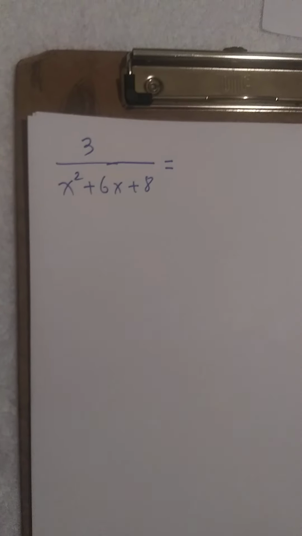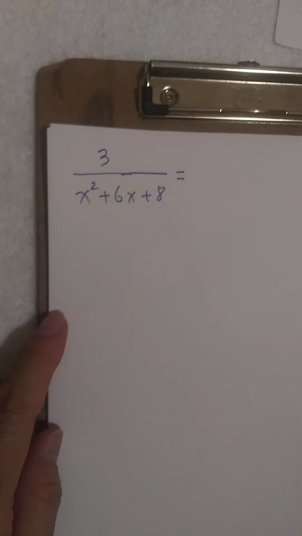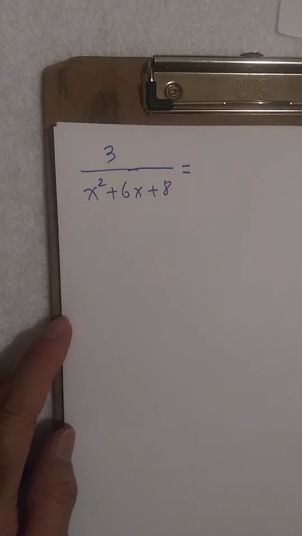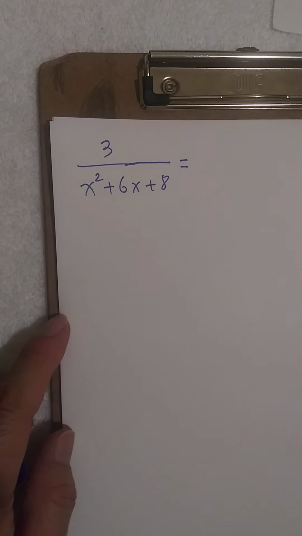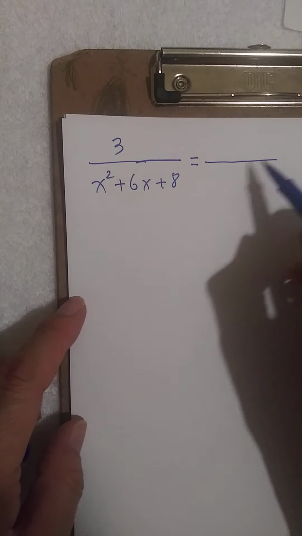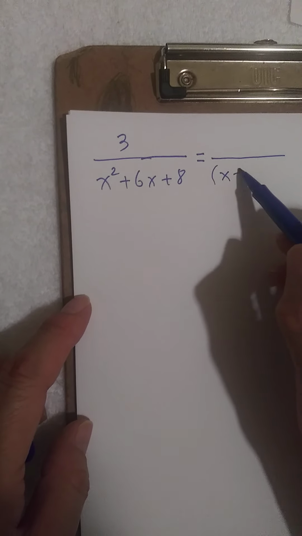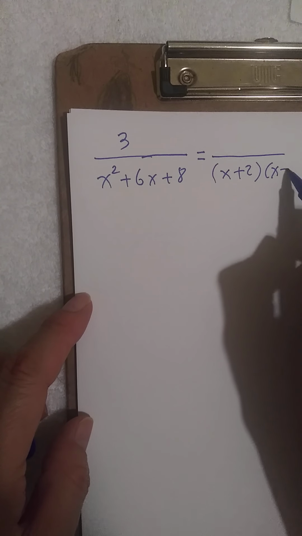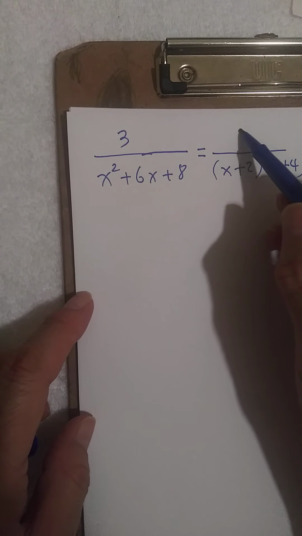Let's look at this example. 3 over x squared plus 6x plus 8. Well, first we need to factor the denominator if possible. The denominator can be factored as x plus 2 times x plus 4. The numerator stays as 3.